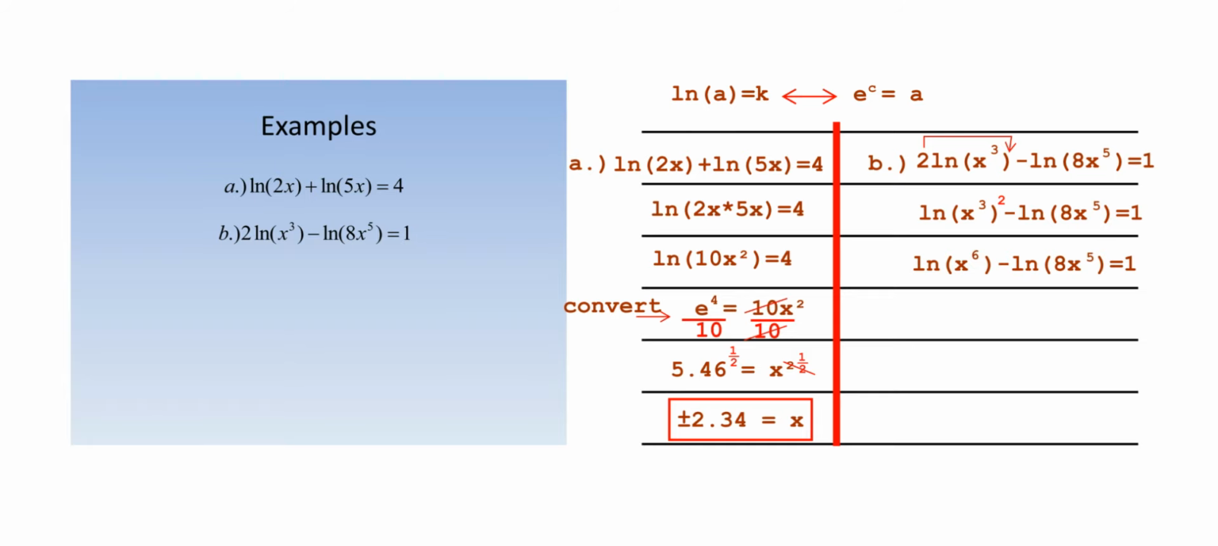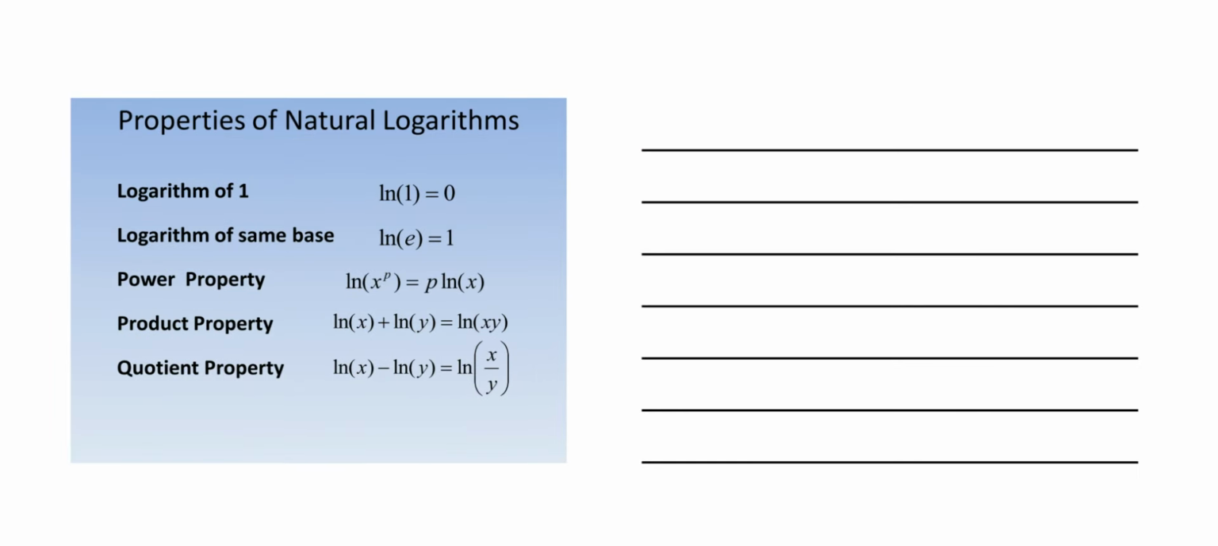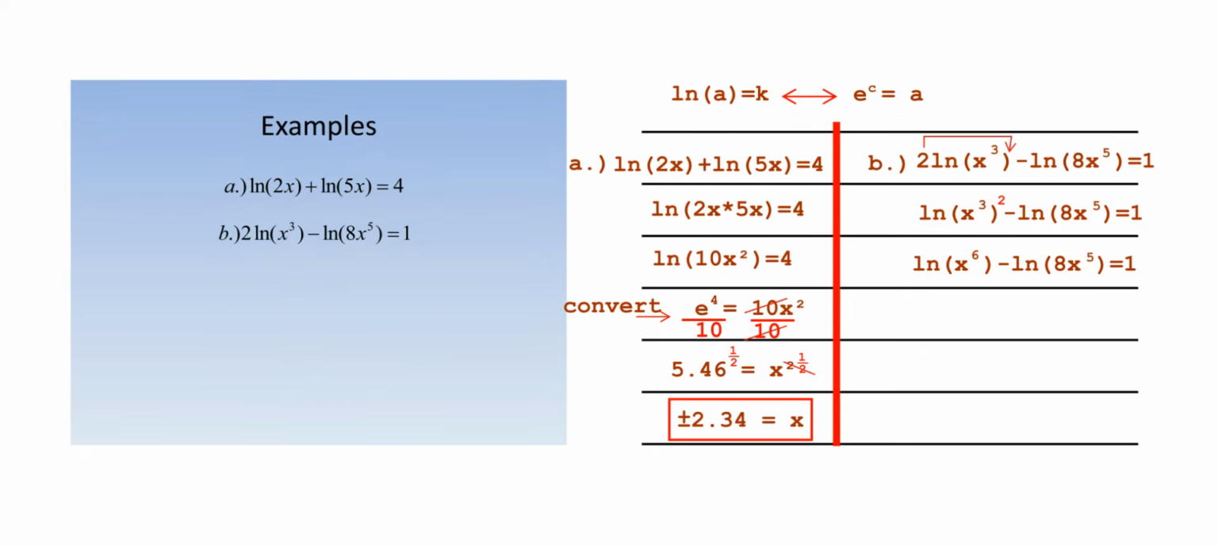And now, since it's a subtraction, that implies that we are dividing, right? We previously saw that. It's our quotient rule from our previous view. Here we go, right there. Very bottom, quotient rule. If we are subtracting, we take the first one divided by the second one and unite it with a single natural log, ln, on the outside. So let's go ahead and take what we just got and unite it into a single natural log with x to the 6th on top divided by 8x to the 5th on the bottom.